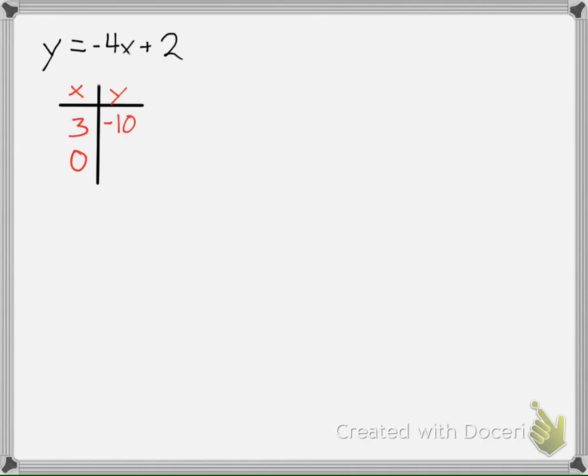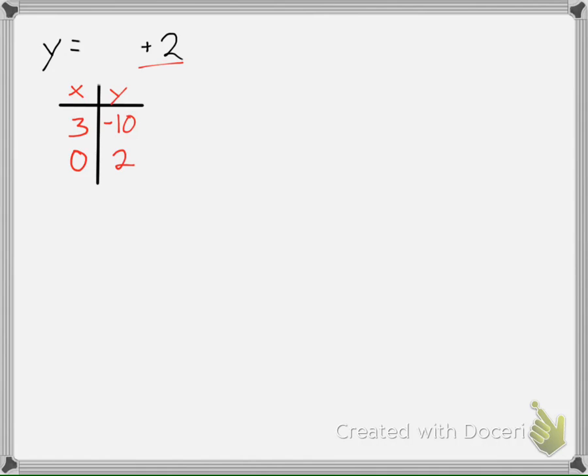Just like on the standard form, the nice thing about letting your x be 0 is that if you have it in y equals form, it'll say y equals something times x plus or minus something. Well, if you let x be 0, then that first term always goes away, which means that your y value is going to be whatever's left, right? So we get this.